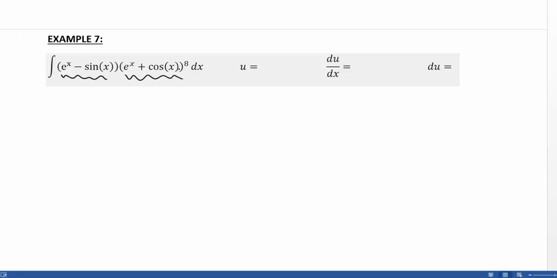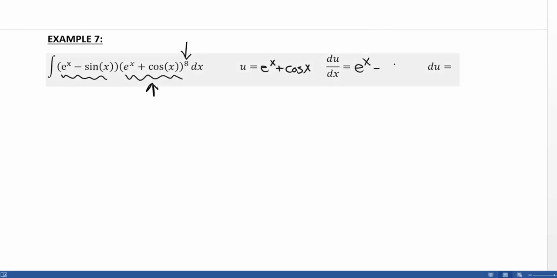So again, we're looking for the parenthesis that's raised to the highest power. So here we see that one of the parentheses is raised to the 8th power, which means my u is going to be the function inside that particular parenthesis. So I'm going to go ahead and write down my u is e to the x plus cosine x, because again, that's the one in the parenthesis that's raised to the power. Now I want to find my derivative here. So the derivative of e to the x is e to the x.